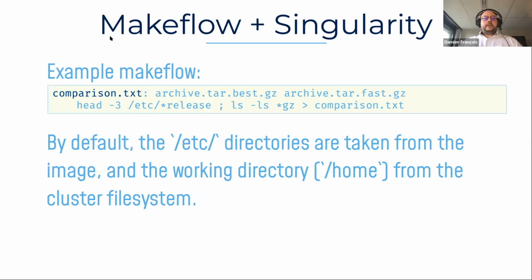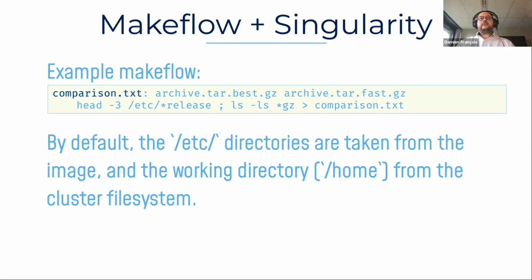So let's take my example here, which I simplified a bit, and you see that I'm just using the head command again to see what kind of Linux version I'm running on. By default, what you need to understand is that with Singularity, anything that is in /etc, for instance, is taken from the image, while anything that is in /home is taken from the cluster file system. Again, for the details, please attend the session tomorrow morning by Olivier. He will explain all of this in detail.